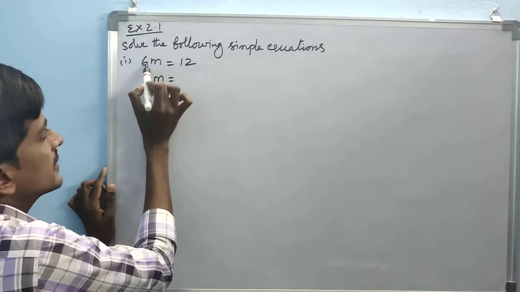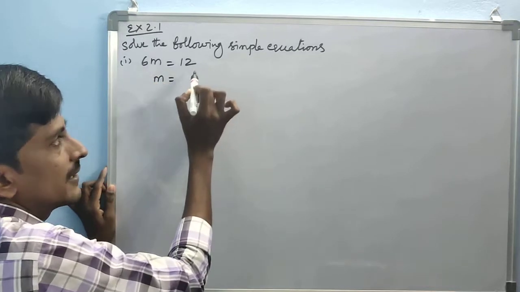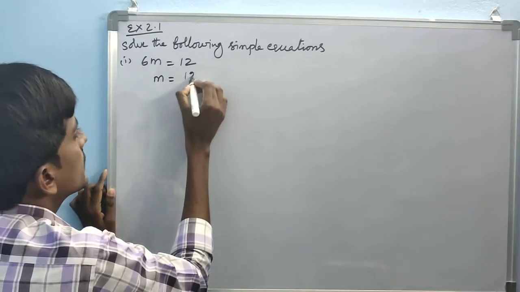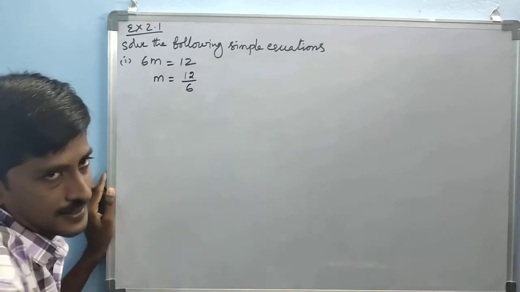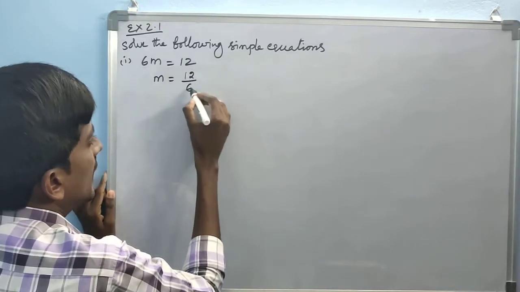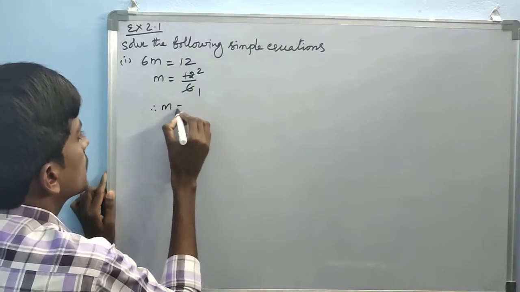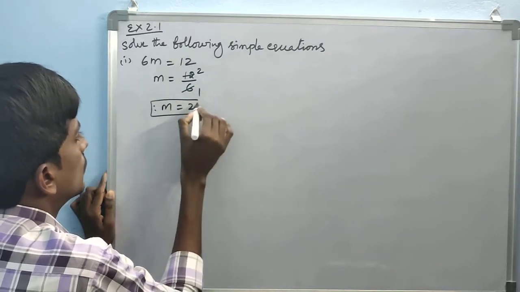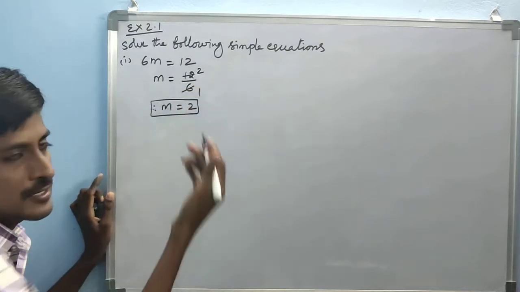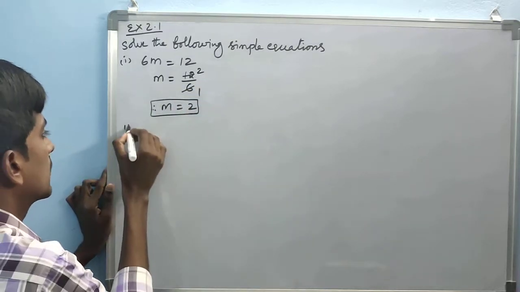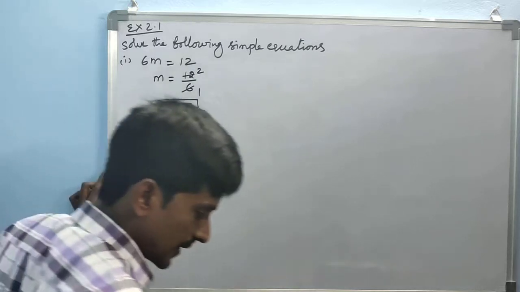6 into m means here 6 is transferred to this side. It is divisible by 6. So 6 table cancelled. 6 one times is 6, 6 two times is 12. Therefore m equals 2. 2 by 1 means 2. That is the first one. And what is the second one?